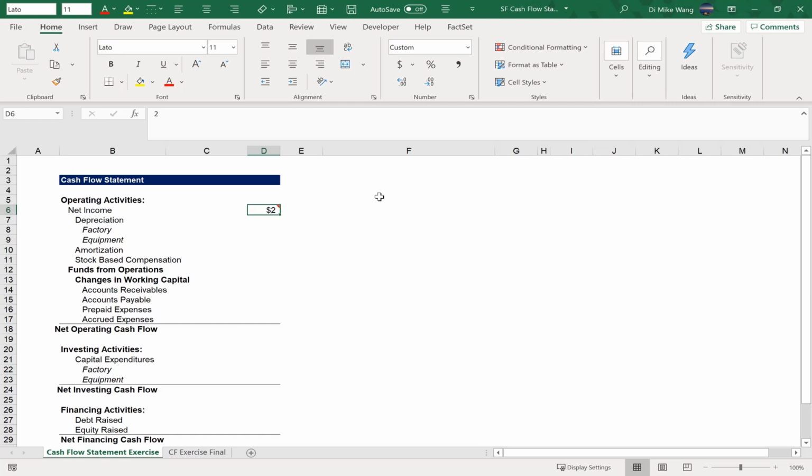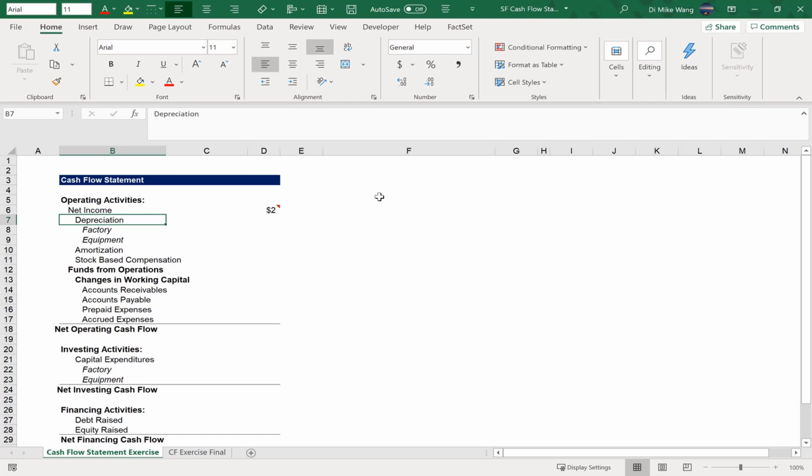The next few items are going to be our non-cash expense adjustments, so our depreciation, amortization, and stock-based compensation. The depreciation inputs are broken out for clarity, and we have factory and equipment under that category, but in real life, they are almost never shown this way.